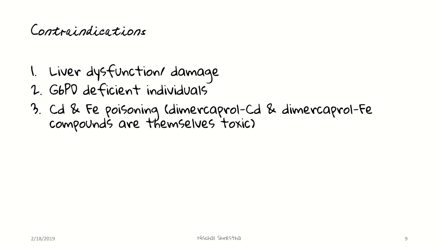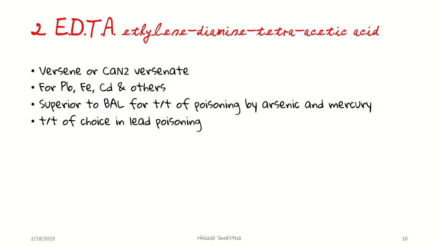An important thing is the contraindication of BAL. It is contraindicated in case of liver damage. Second one is in G6PD deficient individuals, it may cause hemolysis. And the most important contraindication is in case of iron poisoning as well as cadmium poisoning, because dimercaprol forms a compound after combining with cadmium as well as iron, and those compounds are themselves toxic. So dimercaprol is not given in cases of iron poisoning as well as cadmium poisoning.